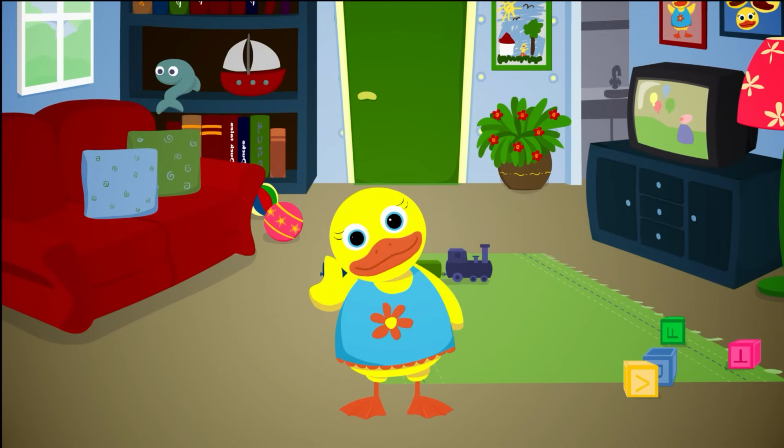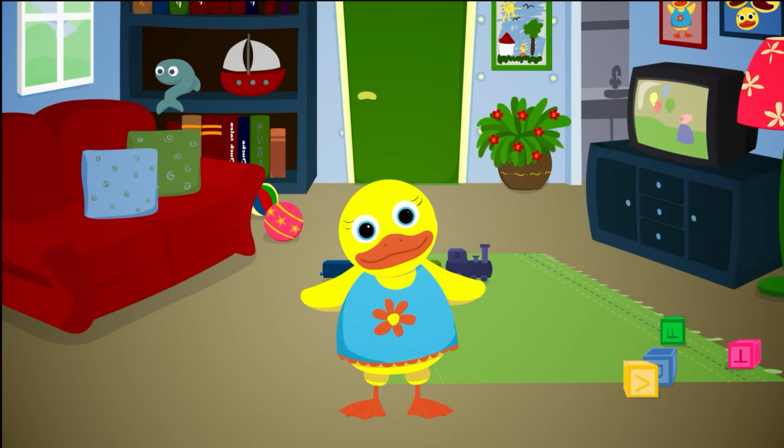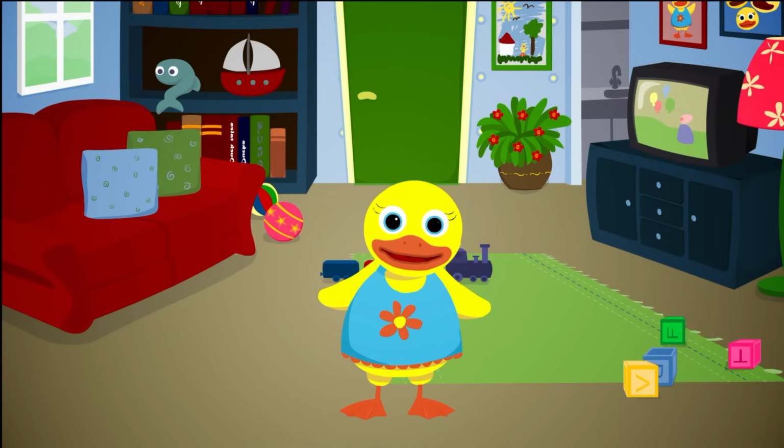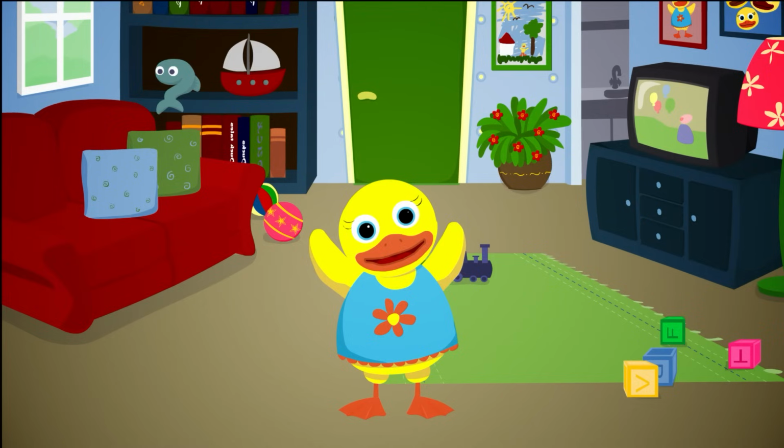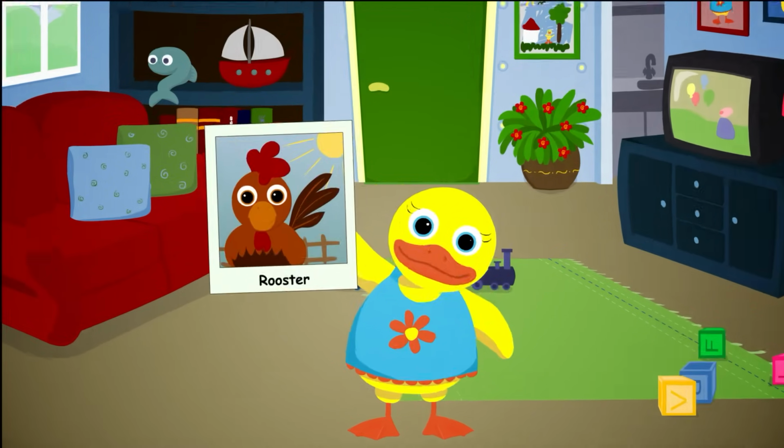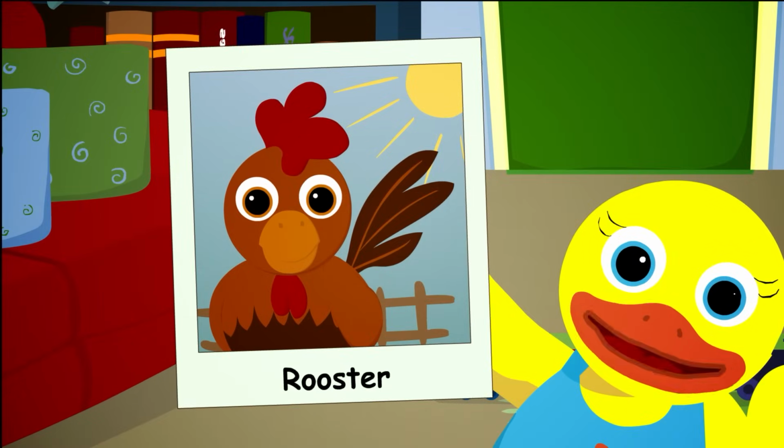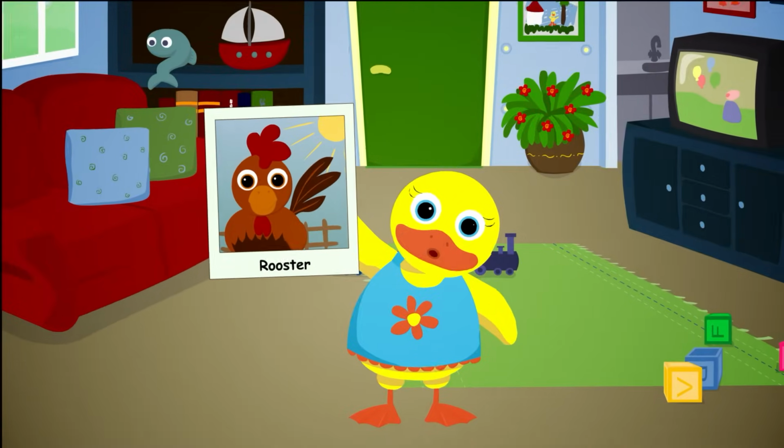What animal sounds like that? Oh, it sounds like crowing. Cock-a-doodle-doo! I know what animals crow like that. Roosters! Roosters love to say cock-a-doodle-doo! It must be my friend Ronald the Rooster at the door.